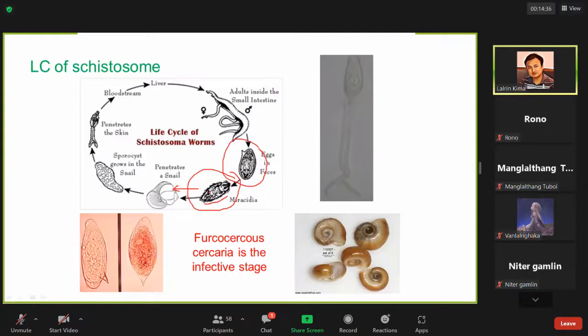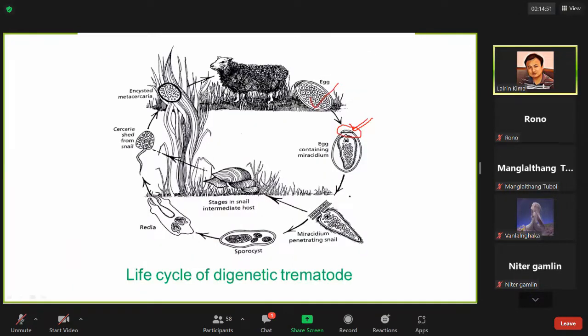Here, the stage that is entering is the miracidium. The miracidium will develop into sporocyst. It will develop into cercaria. Here also there is an exception. In the case of a normal trematode, the stage entering here is the miracidium. It will develop into sporocyst, the sporocyst will develop into redia, and ultimately cercaria will leave the snail. That means cercaria will exit the snail.